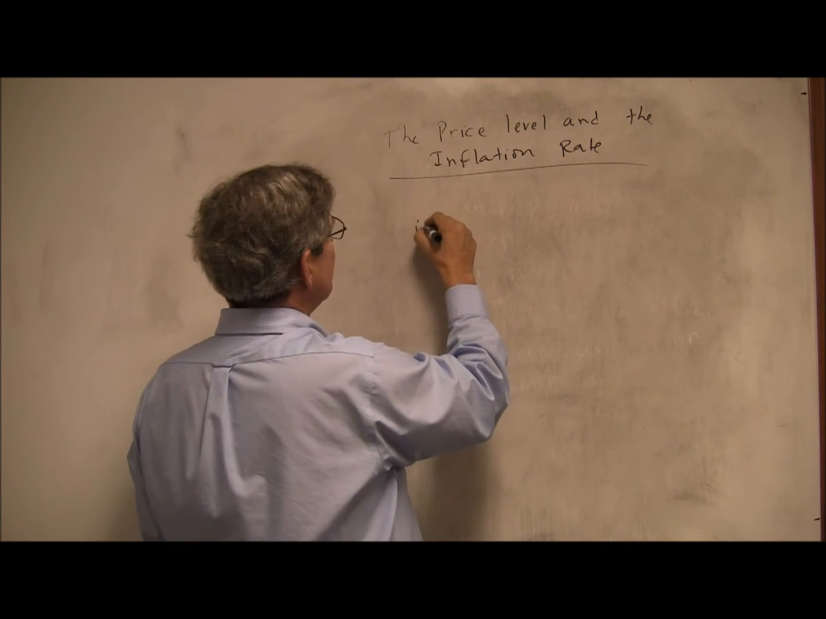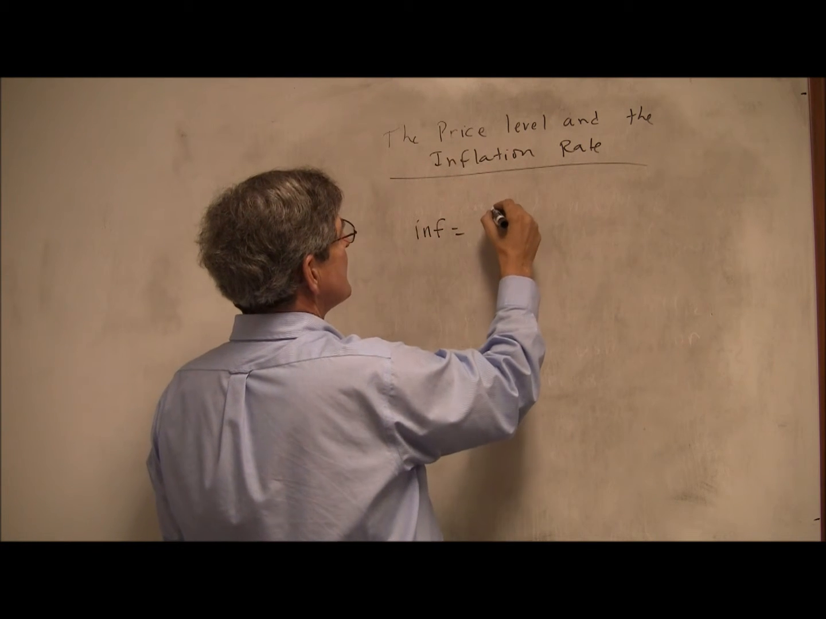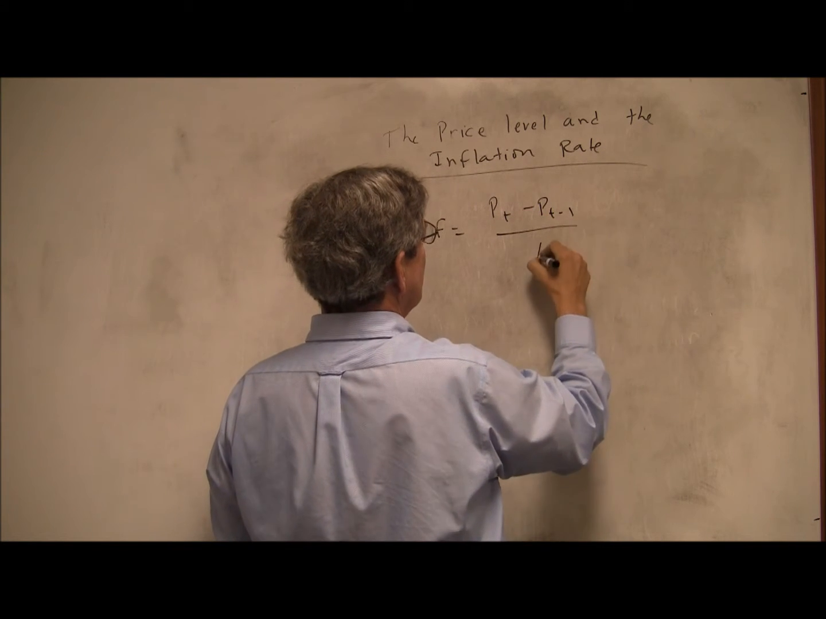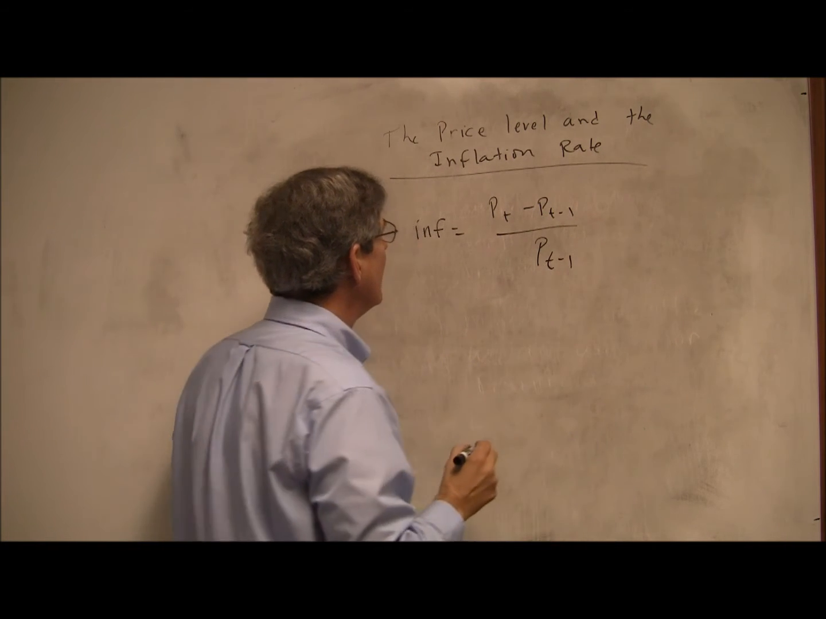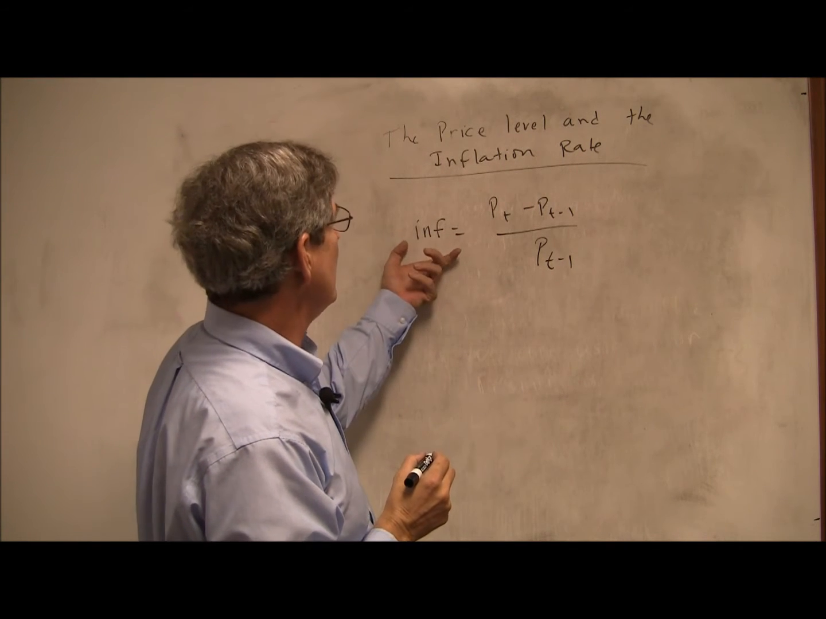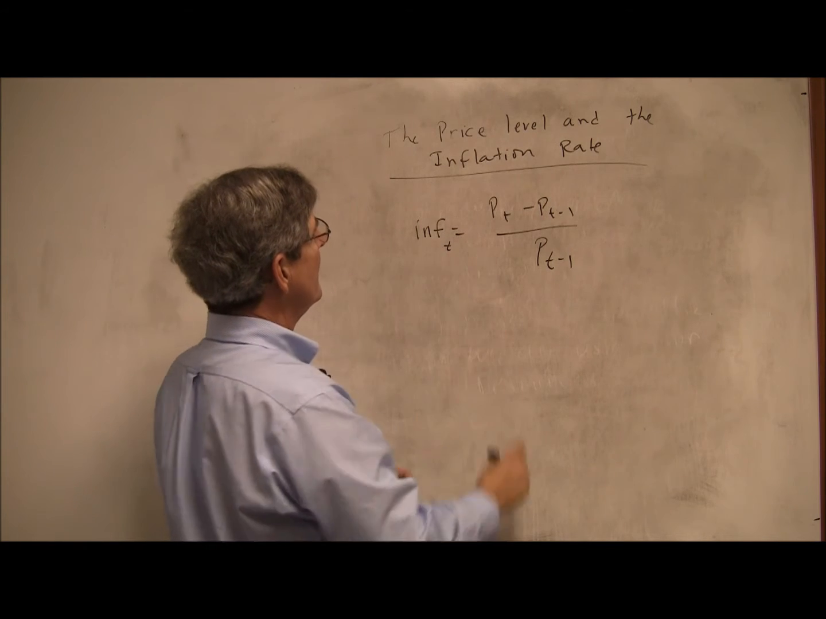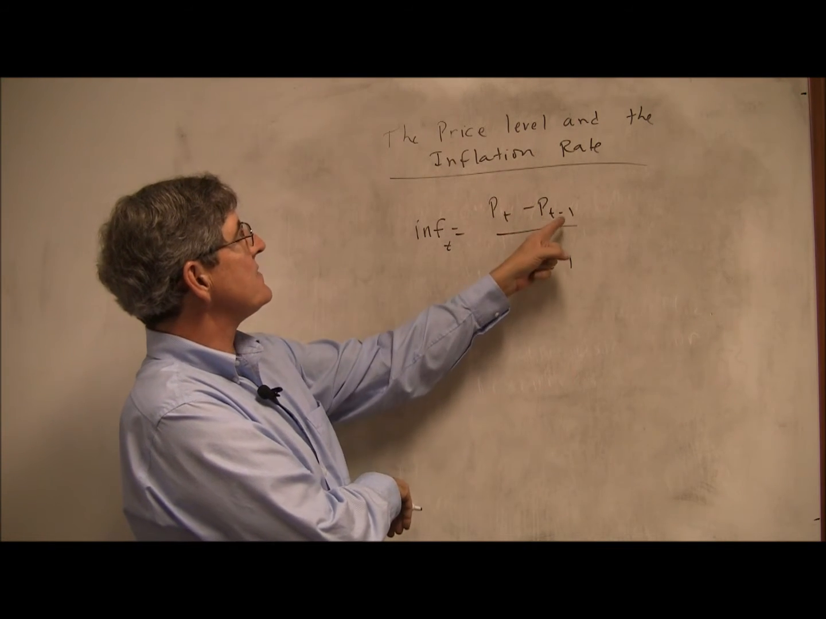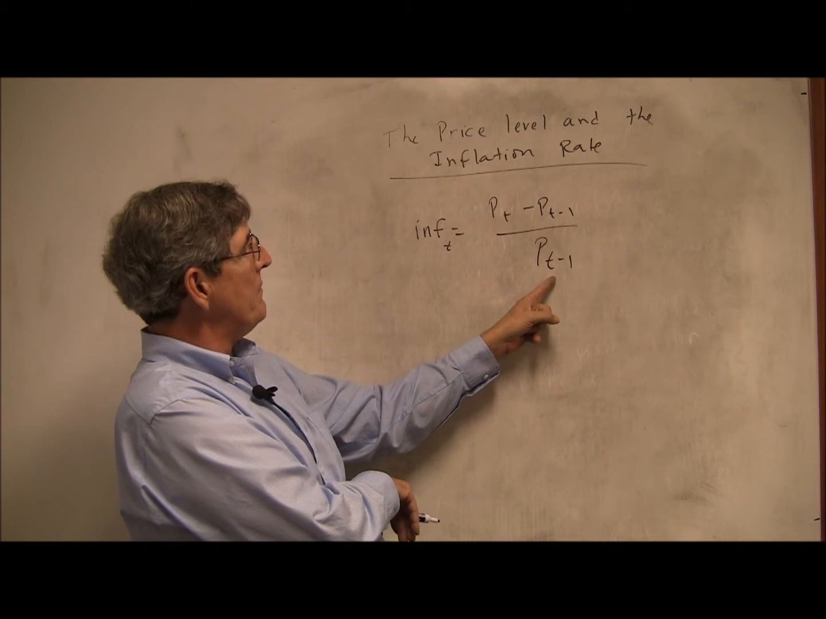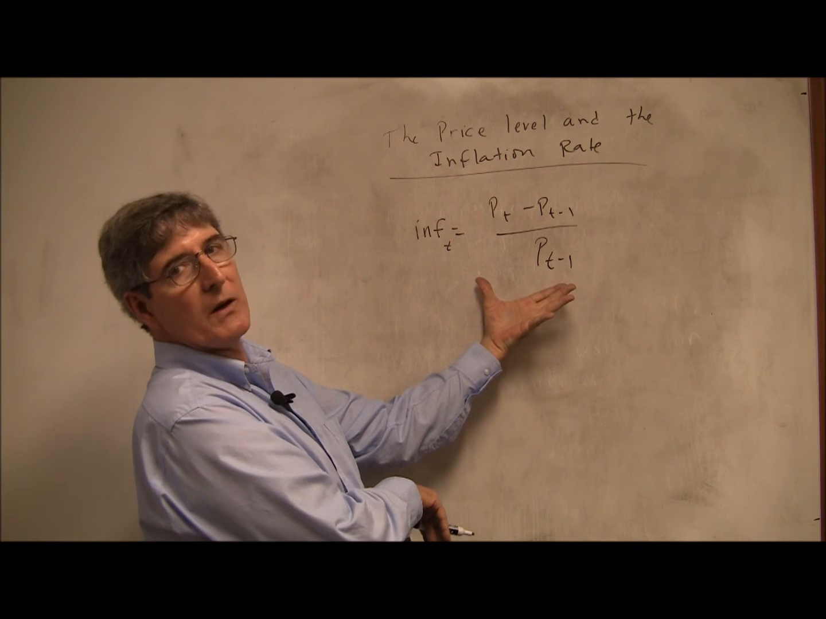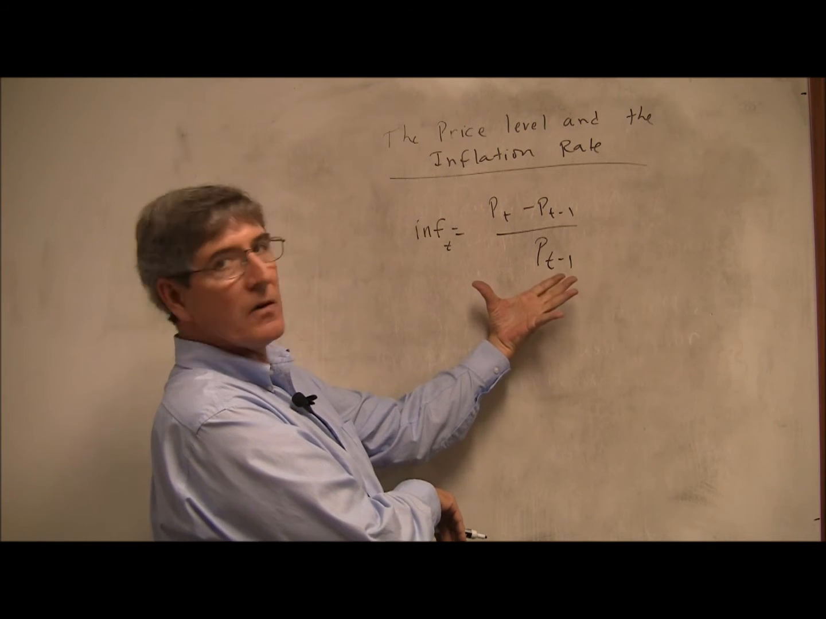Now, inflation is just the percentage change in the price level over time. So once we know how the price level is calculated, we'll know how the inflation rate is calculated. Inflation rate is just the change in price from P_t minus 1 to P_t over the baseline, which is P_t minus 1. So that's exactly how we measured output growth too. This is just price growth.